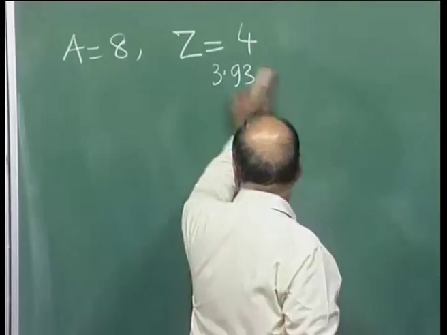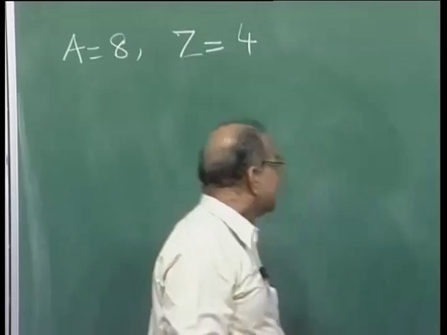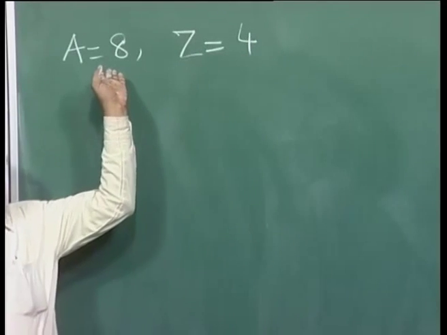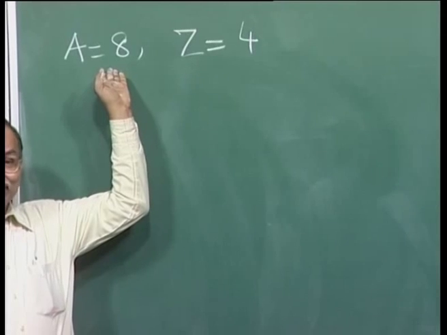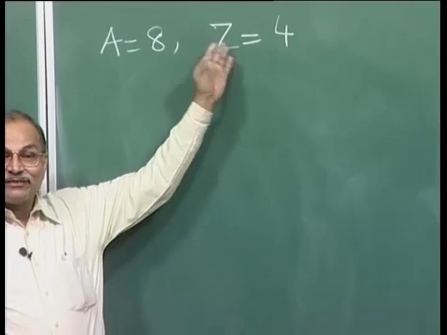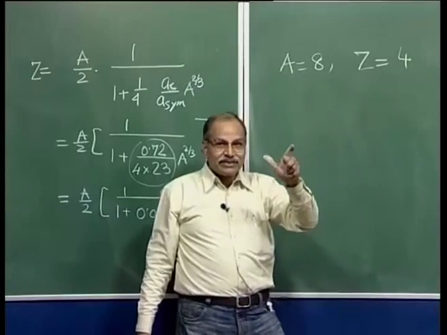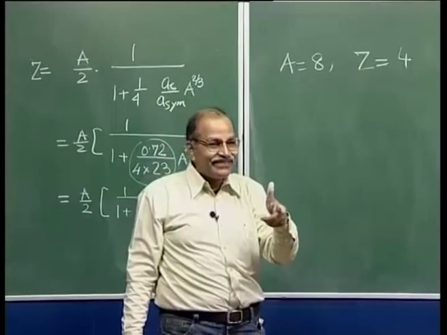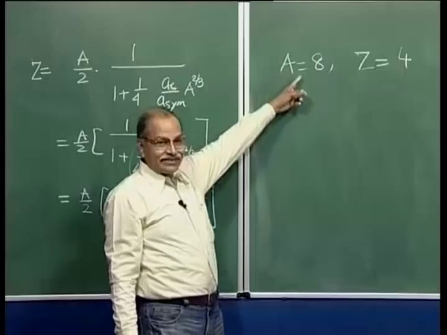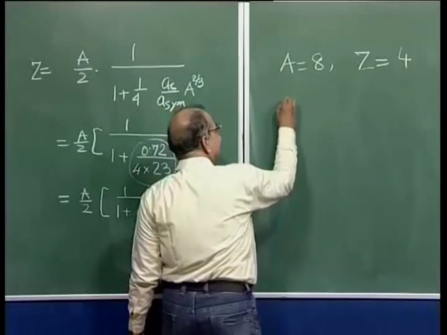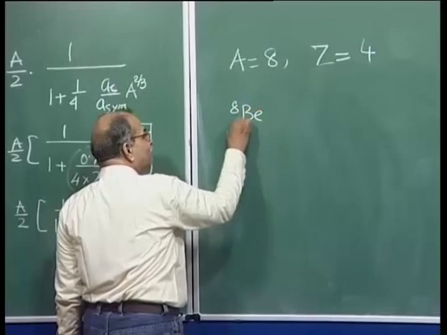I have given you a value here, but let me talk something about this nucleus. What nucleus will this be? Z is equal to 4. What element it is? Z is equal to 4. Beryllium. So, this is A is 8. So, this nucleus is beryllium 8, 4 4.